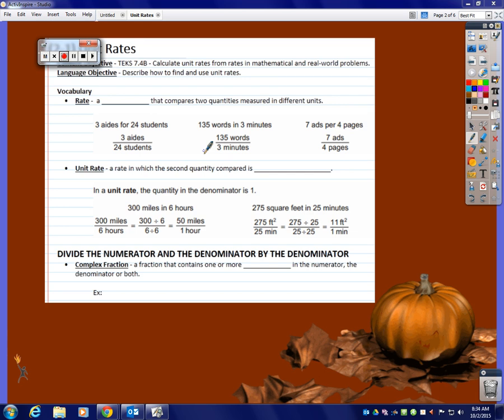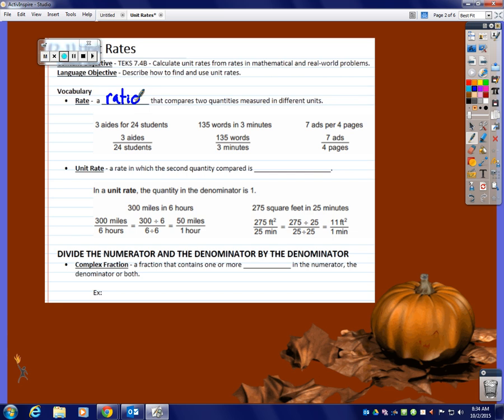Okay, today we're going to talk about unit rates. With unit rates, we have a couple of vocabulary words. The first vocabulary word is rate. A rate is a ratio that compares two quantities measured in different units. For example, 3 aides per 24 students.